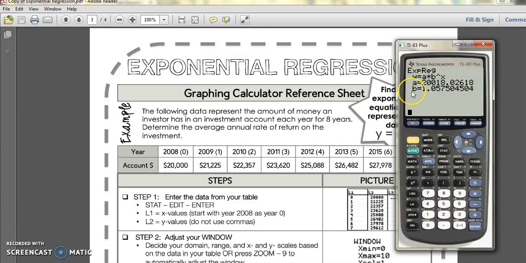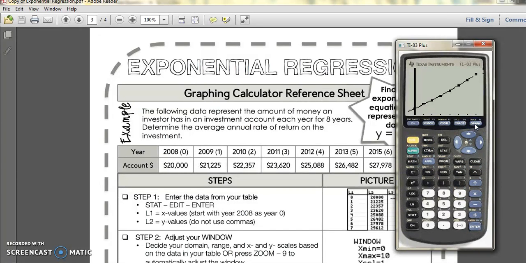We're going to round to the nearest hundredth, and our growth factor, our B, is 1.0575. So I'm going to go to my y equals, and I'm going to type that equation in. My start is 20,018.03, times our growth factor, 1.0575, raised to the power of x.